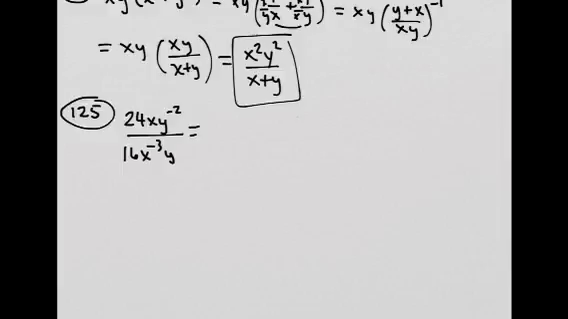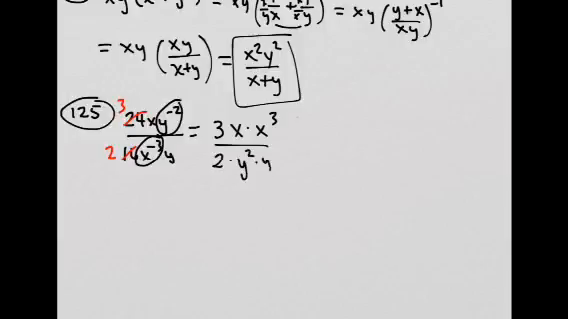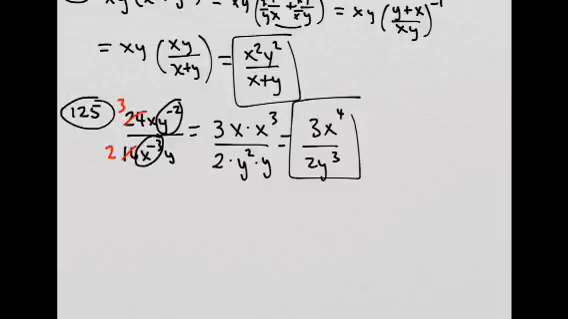For number 125, I could reduce the coefficients by 8. 8 goes into 24 3 times. 8 goes into 16 twice. And then I'll make all the exponents positive by rewriting it. 3x, and then the x to the negative 3 right here, put it to the top, and then this y to the negative 2, bring it to the bottom. So I have 2y squared y. So now I've got 3x to the 4th over 2y cubed, and that's as simplified as we can do it.